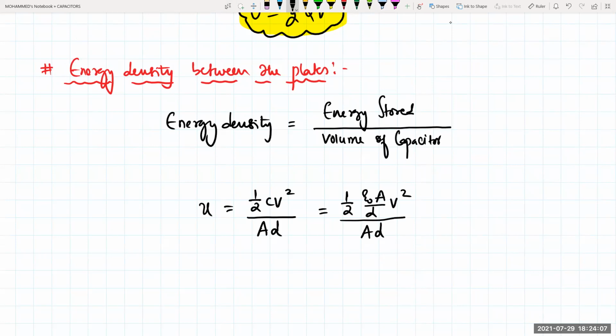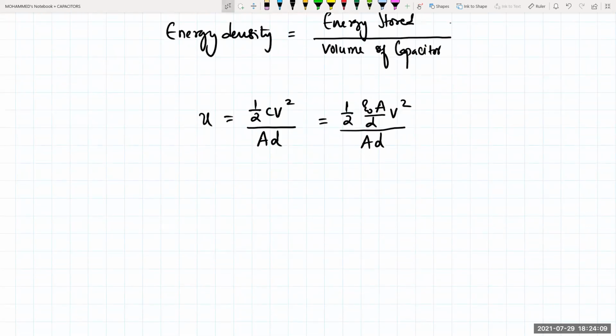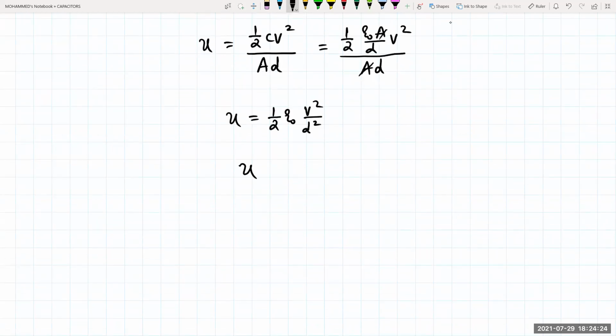So what will the energy density become? A and A will get cancelled. So U is equal to half into epsilon naught into V square divided by D square. V by D can be written as what? Electric field. So energy density is equal to half into epsilon naught into E square. So this is your energy density. Clear? Energy density means U is equal to half into epsilon naught into E square. Is that clear?